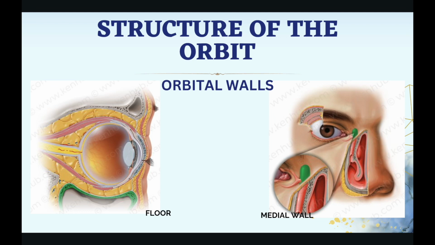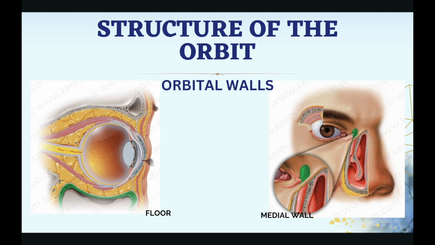Anterior to the ethmoid bone is the lacrimal bone, and anterior to the lacrimal bone is the frontal process of the maxilla. The lacrimal bone and the frontal process of the maxilla build the lacrimal groove, which contains the lacrimal sac. Posterior to the ethmoid bone, the medial wall is completed by a small portion of the lesser wing of the sphenoid bone that forms the medial part of the optic foramen or canal.